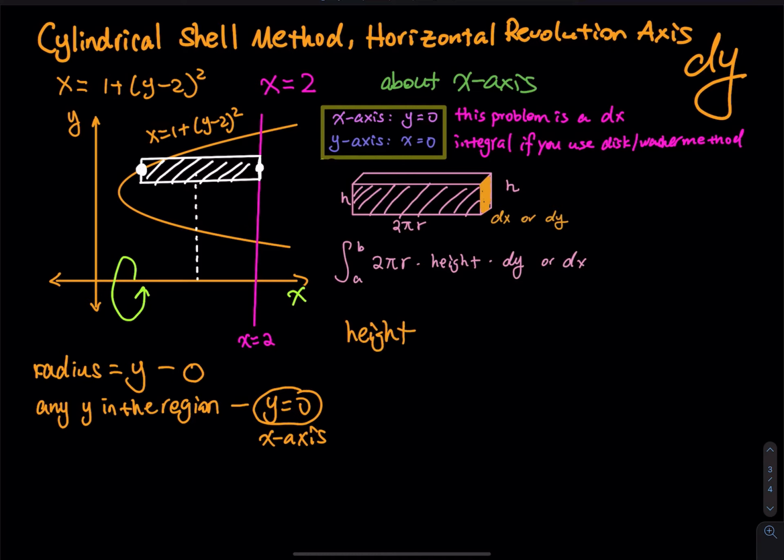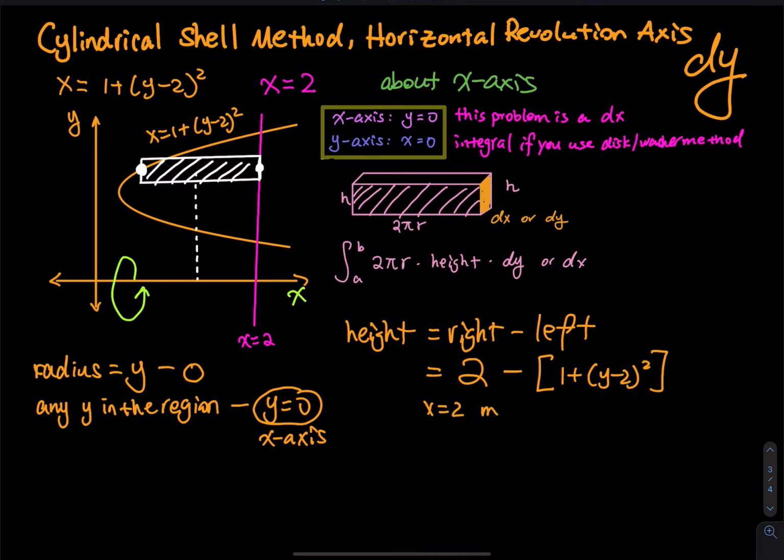And then you will have to figure out the height. So what is the height? The height is you are going to use the right curve minus the left curve. So which one is on the right, which one is on the left? That will be x equals 2 minus the other one. I will use a square bracket for that: 1 plus y minus 2 squared. So this is x equals 2 minus x equals 1 plus y minus 2 squared. All right, so that is the height, right curve minus left curve.